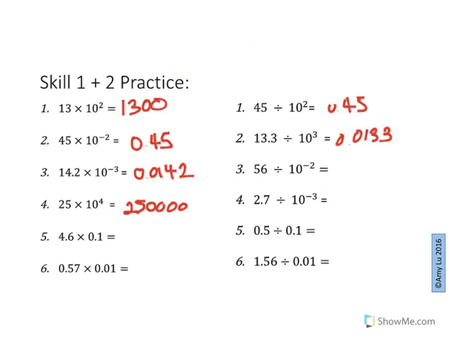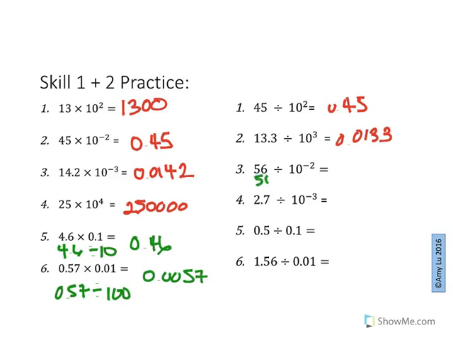If you did the first couple problems, this is what you have done. Now I want to explain a few of these more in depth. 4.6 times 0.1 is the same thing as saying 4.6 divided by 10. So therefore this would make 0.46. 0.57 times 0.01 is the same as saying 0.57 divided by 100, which moves the decimal 2 more spots to the left, 0.0057.